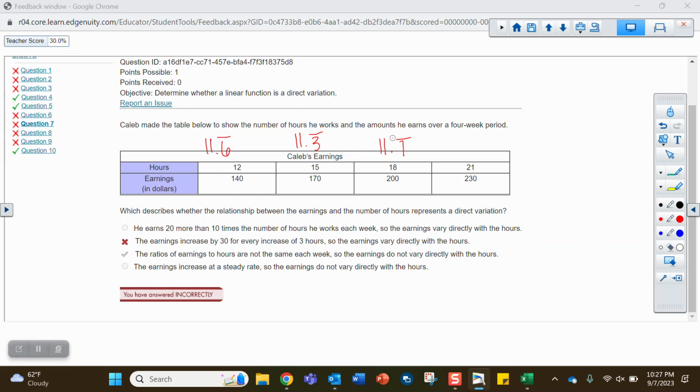So let's see, the one that's correct says the ratio of earnings to hours are not the same each week. Yes, so the earnings do not vary directly with the hours. Again, because these numbers are all different, this is not proportional, or it does not have direct variation. It doesn't represent direct variation.